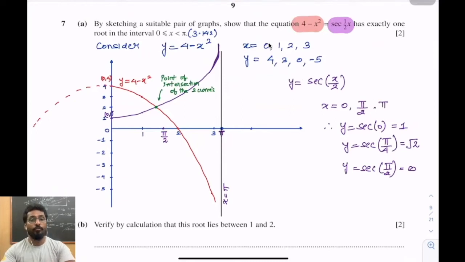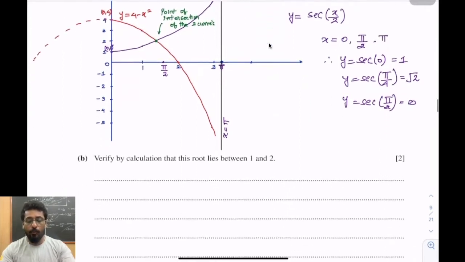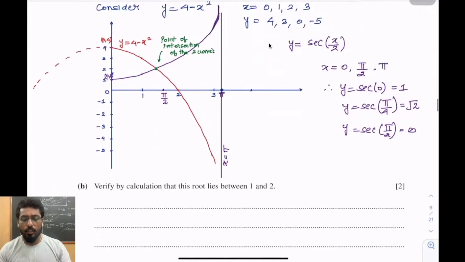So that was the first part of the question, students. 7A, although it's for 2 marks, has taken some time to solve. For this, you need to be very much aware of the graphs, how to draw the graphs. So the knowledge has to be there with you. Now, verify by calculation that this root lies between 1 and 2. So it's very simple now, students.